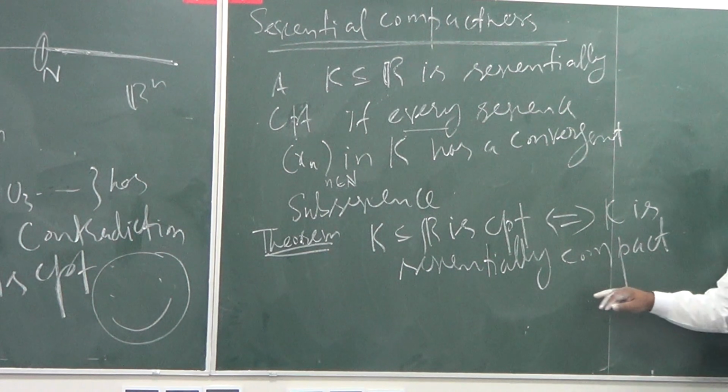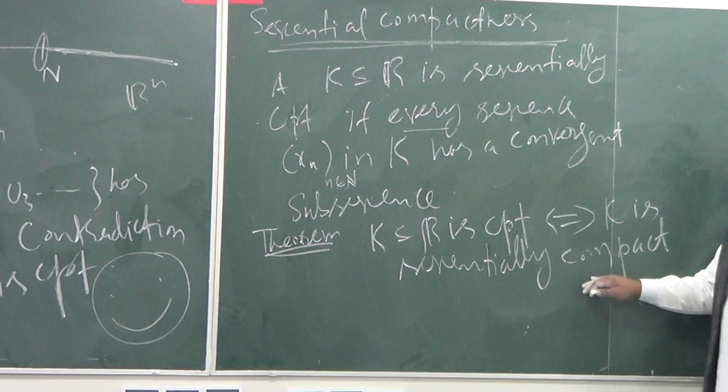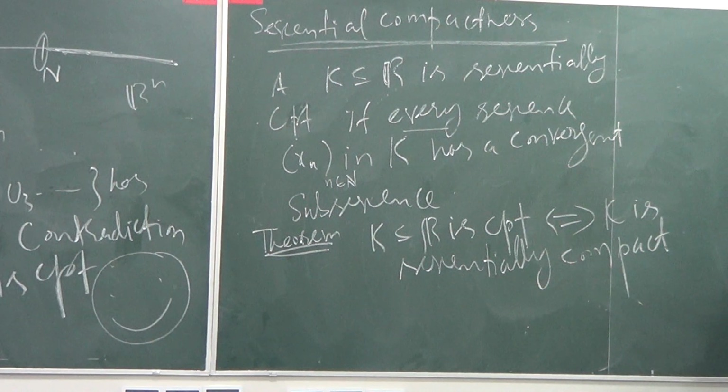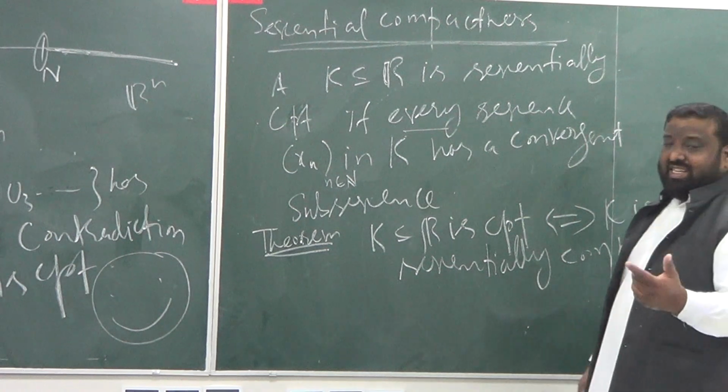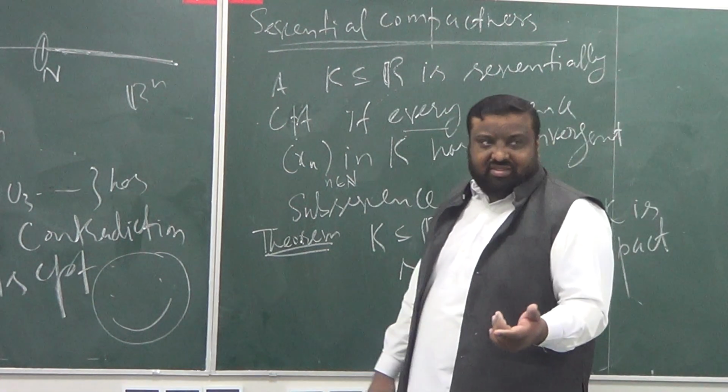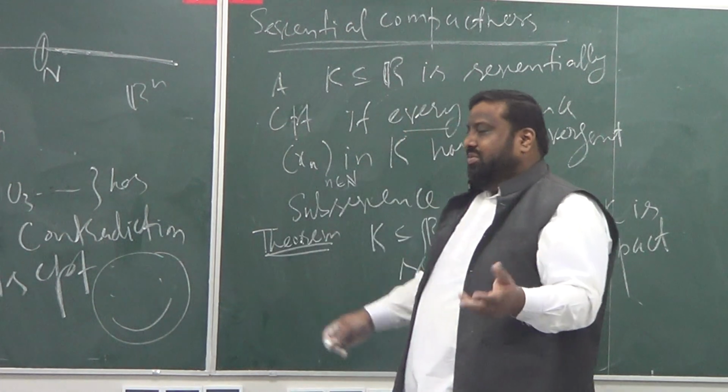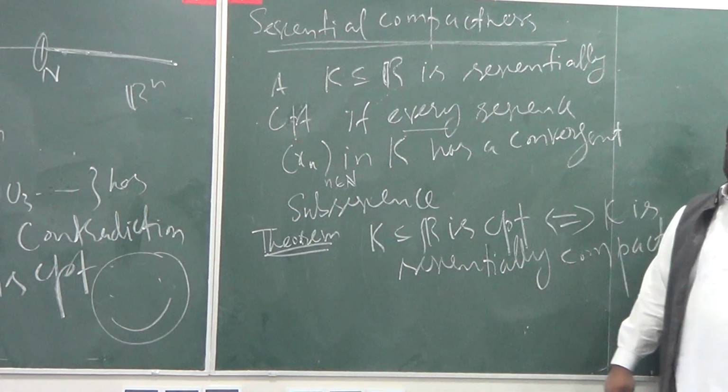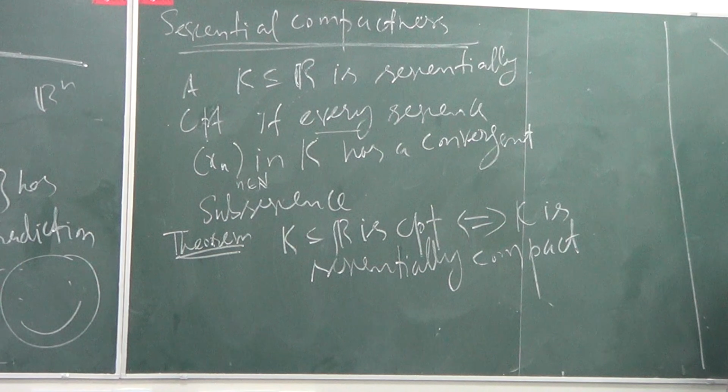What would be the good thing coming out of this result? The good thing is that now for compactness, you know the two criteria. One: can I check that it's closed and bounded? Sometimes it's not that easy to check whether something is closed and bounded or not. But the other thing is, can you just check that it's sequentially compact?